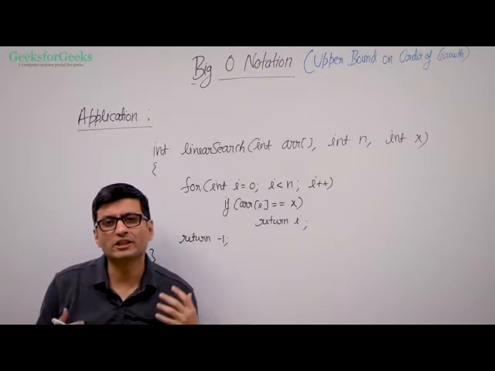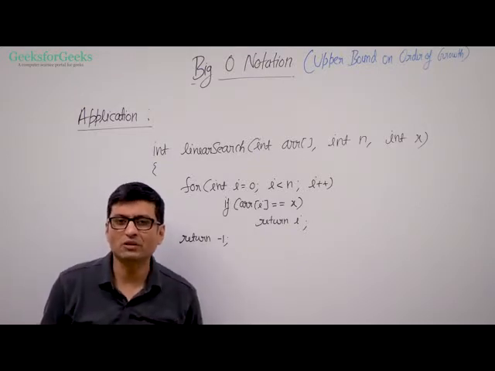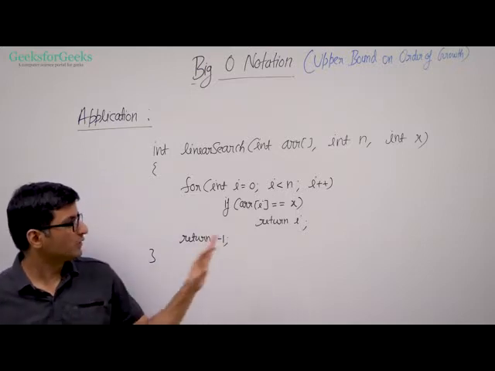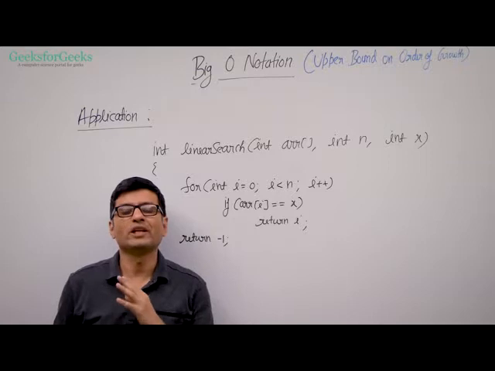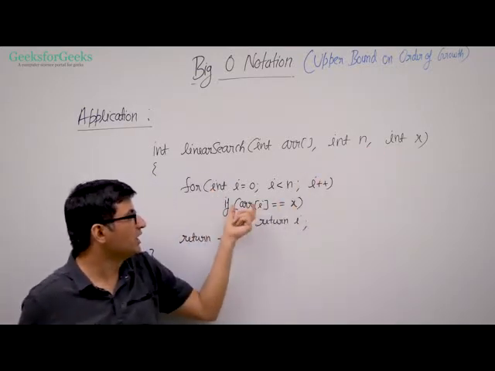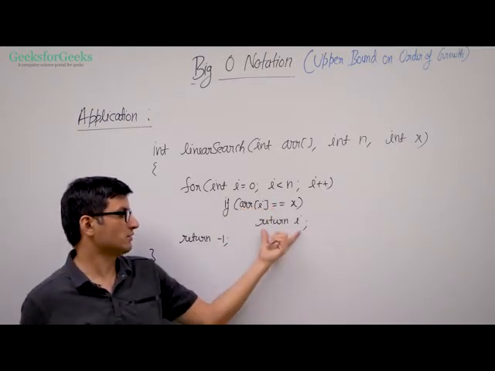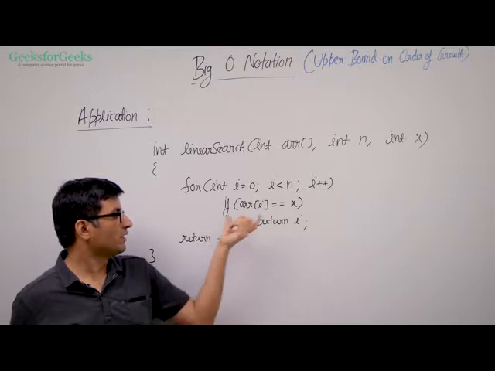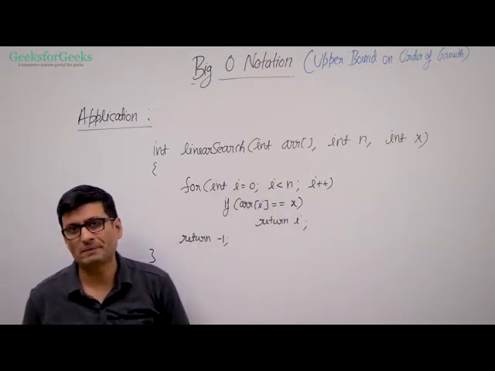Let us take a look at this example to get an idea how big O notation can be useful. This is a function to do a linear search in an array. We linearly compare a given element x with every element in the array. If it matches, we return the index at that position. If it is not found after traversing the whole array, we return -1.